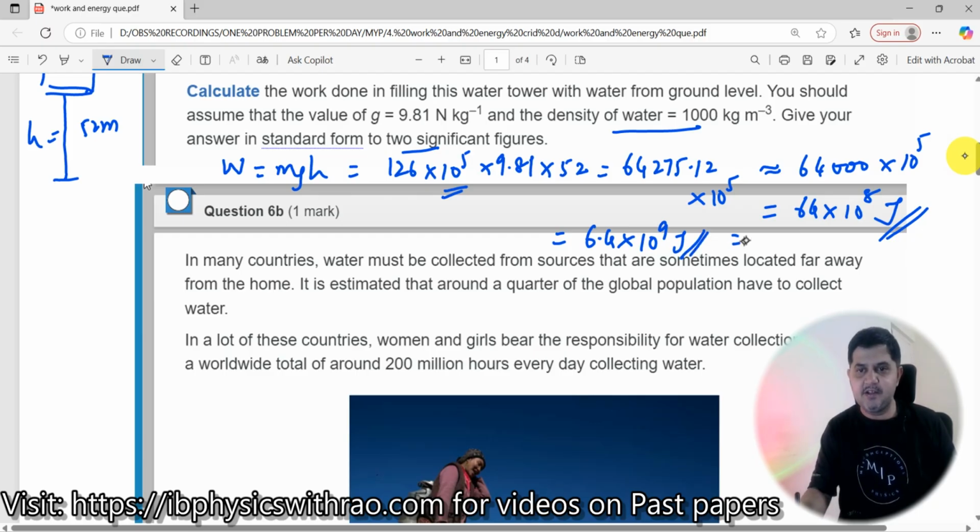Okay. So you can mention this as 6.4 gigajoules. Mega is for 10 power 6, giga is for 10 power 9. You can mention it like this. Okay. Now let me move on to the next question.